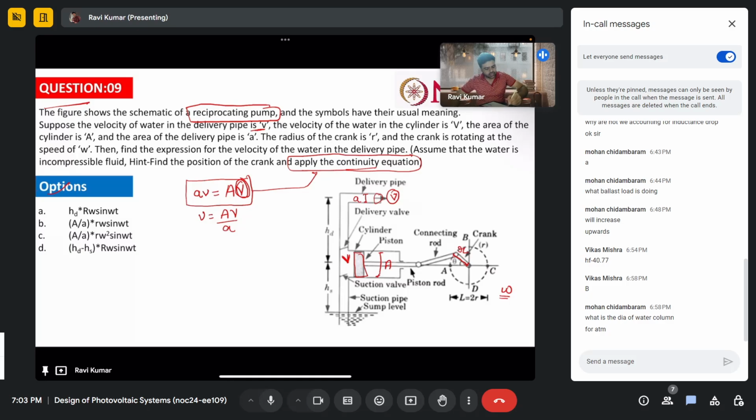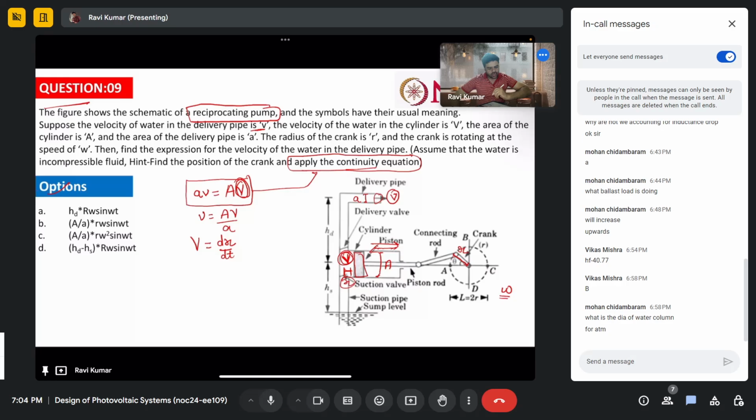V is the velocity of water here, and this velocity comes from this piston. It is going in, coming out. So due to the motion of this piston, this velocity is being generated here. And we can take, let's say, delta x, the distance the water moves. So this V, the velocity of water, will be dx by dt.